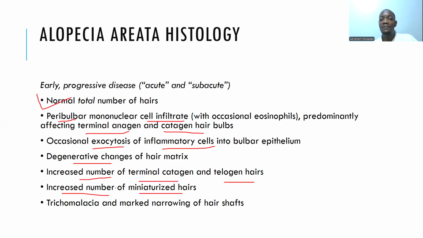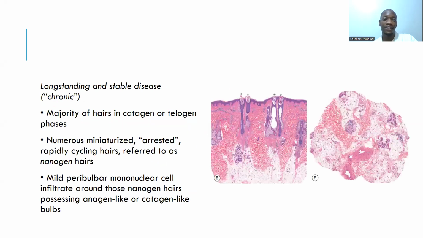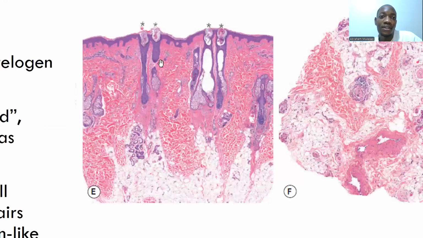When you take this biopsy, this is how it will look in an acute phase. But in case it is long-standing or chronic, the majority of the hairs will be in catagen or telogen phases with numerous thinned-out hairs, which we usually call early arrest, or we usually call them nanogen hairs. And then you will still see an inflammatory infiltrate around the anagen hairs or the catagen hair follicles. So as you can see in this histology picture here, if I magnify, this is how the telogen hair usually looks.